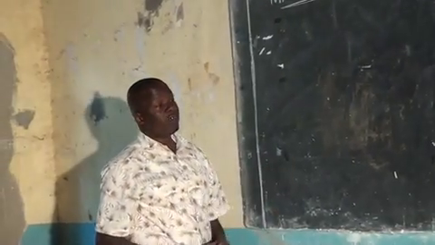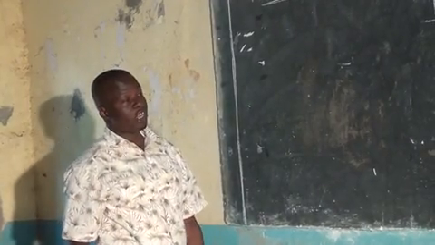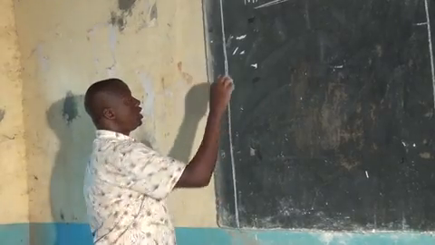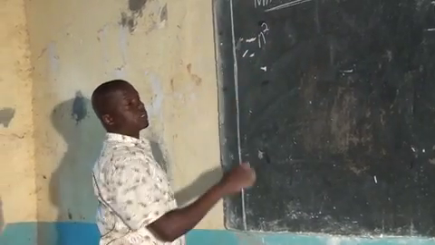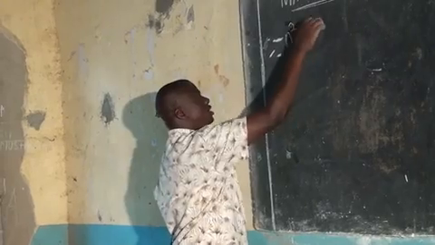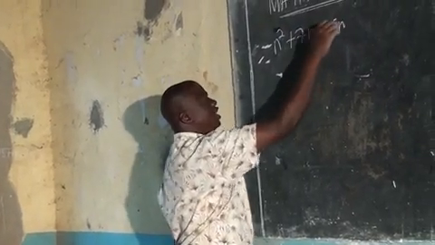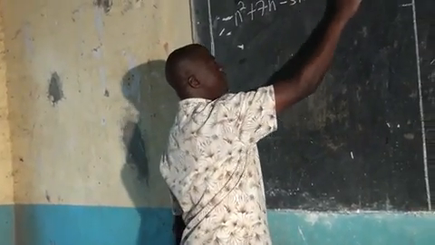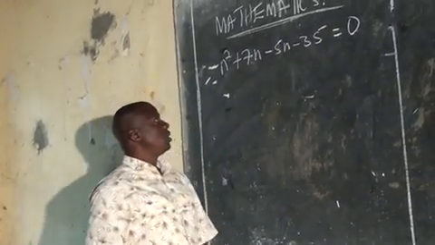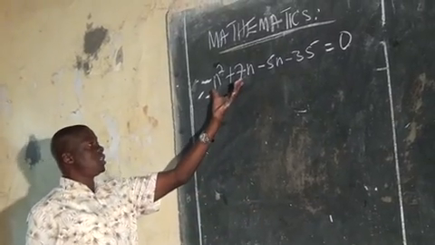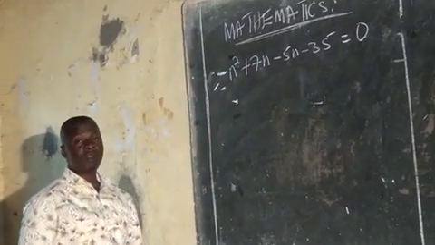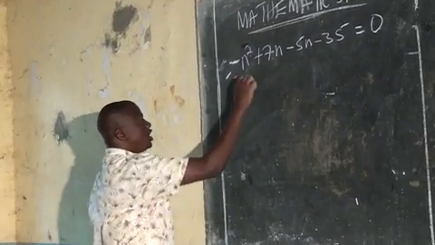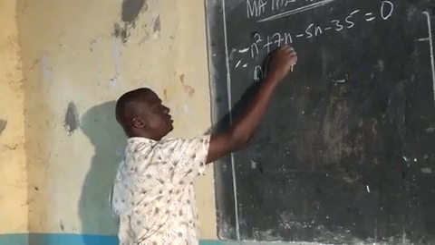So we have the common factors as 7 and negative 5. We shall substitute it. It gives n squared plus 7n minus 5n minus 35 equal to 0. We factorize. Here there is something common. Factorize the common factor, that is n. So we have n into n plus 7.